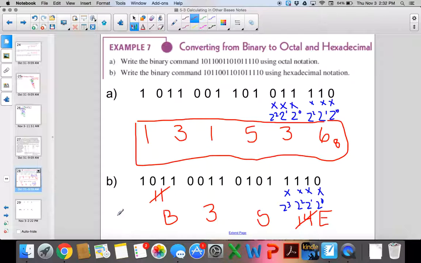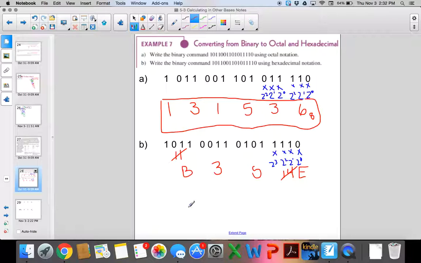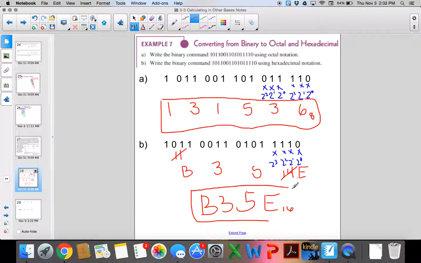So your final answer here, extend this page. Your final answer here is going to be, and I am going to rewrite this just because I had that cross out, B, 3, 5, E, base 16. So again, going from binary to hexadecimal.